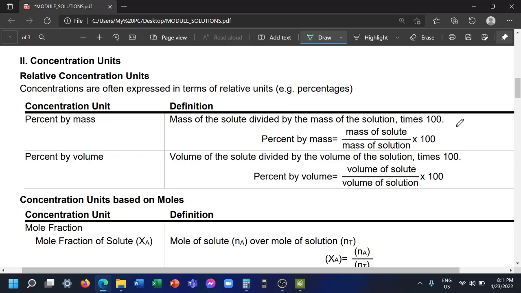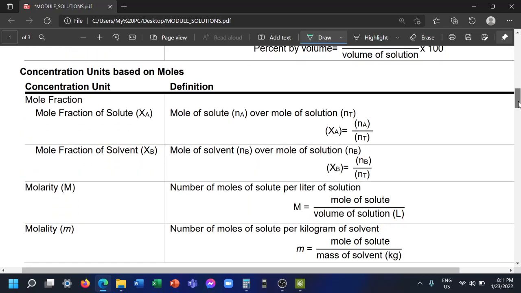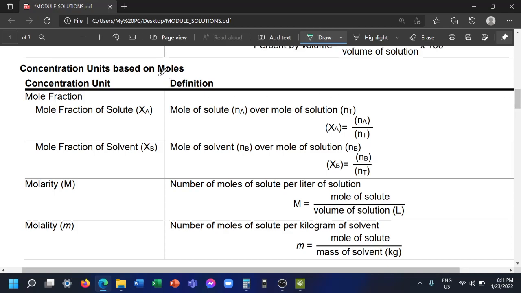In the previous video, we discussed percent by mass and percent by volume. In this video, we'll discuss another set of concentration units. This time, it's based on moles. So we have the mole fraction, molarity, and molality.